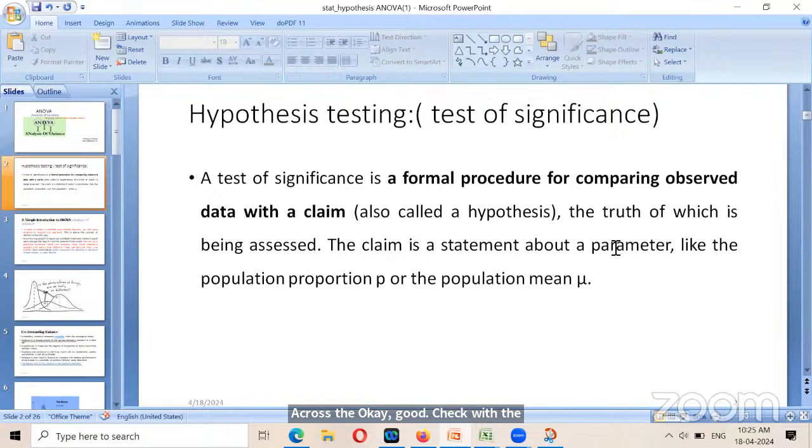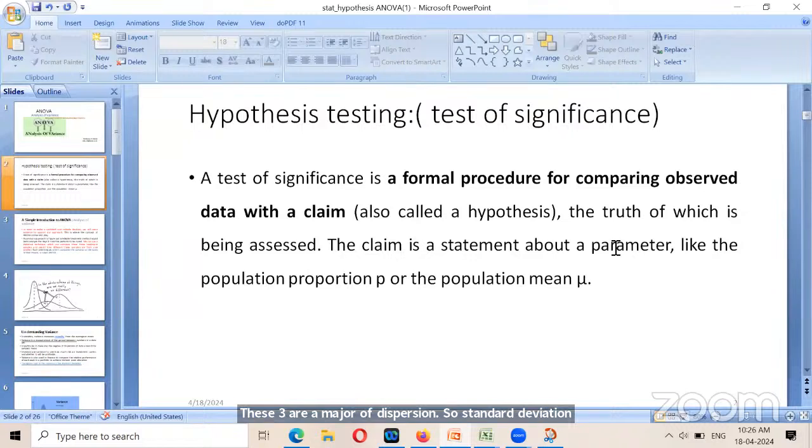So I hope variance is clear to you. Variance is a very important measure of dispersion, right? Variance, standard deviation and range, these three are measures of dispersion. The standard deviation will give you how your data deviates from the mean.